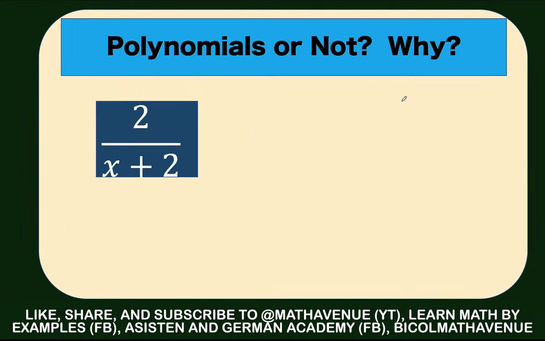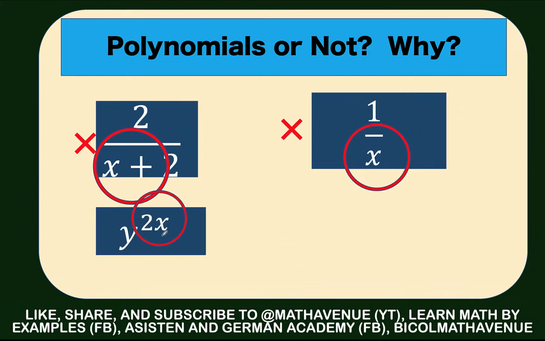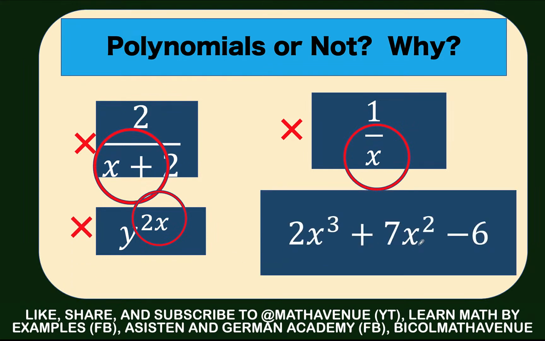So 2 over x plus 2, is this a polynomial or not? The answer is no, because the variable x is in the denominator, and that's a violation of the third test that we specify about how to know whether something is polynomial or not. 1 over x is also not a polynomial because there is a division by a variable. Y raised to 2x is also not a polynomial because the exponent contains variables. 2x cubed plus 7x squared minus 6 is a polynomial because x cubed does not violate the tests. X squared also does not violate those three tests, and therefore this is a polynomial.